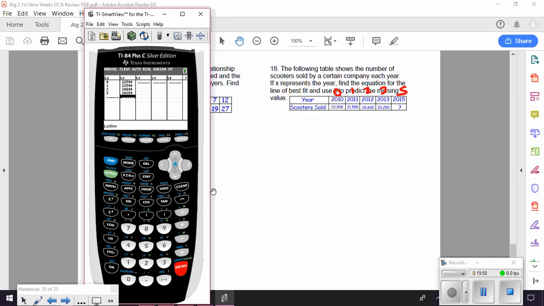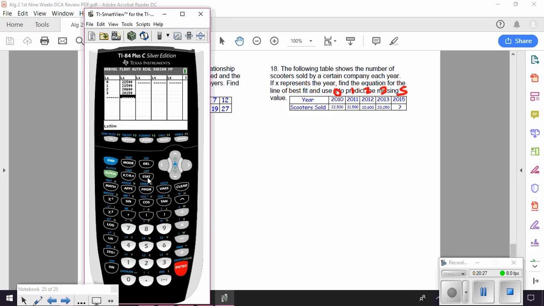Again, I did not use 5 in my list 1 because I don't have a y value that goes with it, and I can't run my regression when the columns don't have the same number of values. So I have 4 x's and 4 y's. If I put 5 in there, I would have 5 x's and 4 y's. It won't work that way. So keep that in mind.